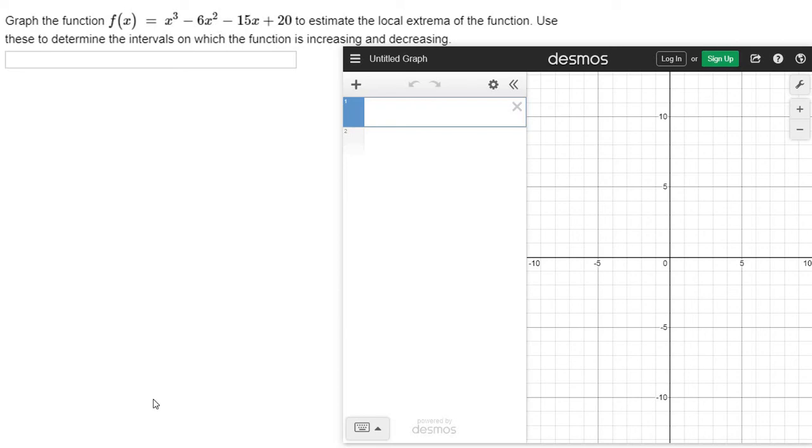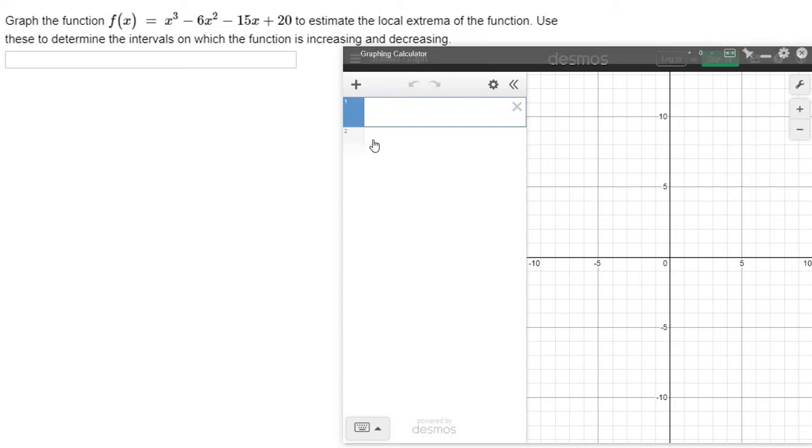All right, let's look at an example here, how we can find local extrema, and when we say that, it's just talking about maxes or mins for the function. And then we're also going to use those values to help us determine intervals where it's increasing and decreasing.